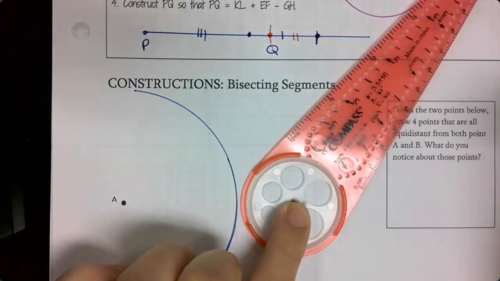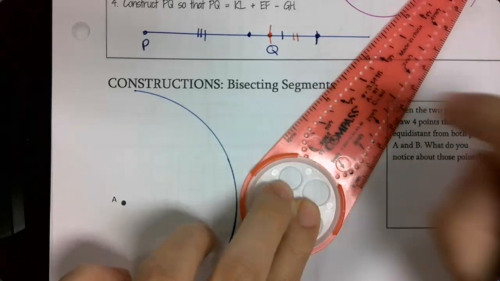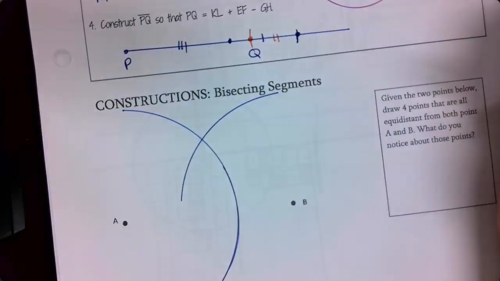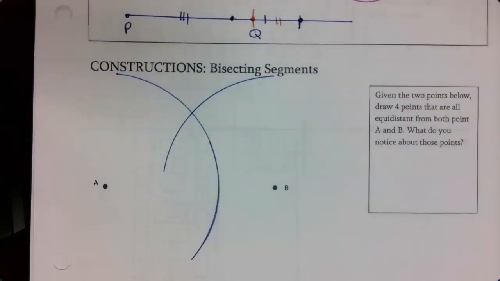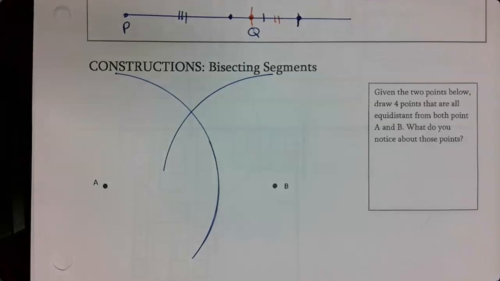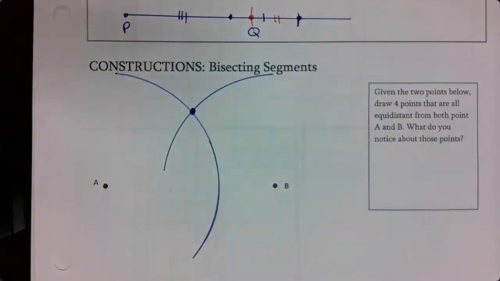And then I'm going to make sure when I move it over to B, I'm going to line my golden piece up again, and I'm going to pick the same hole that I just picked. And then I'm going to make it until it crosses that first one. Okay, so this is my first point that is equidistant from A and B.